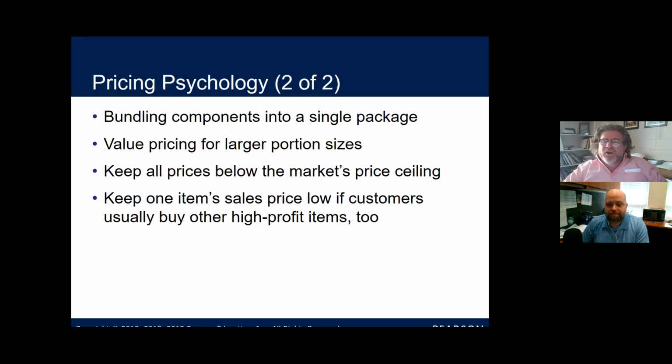Know what your market's price ceiling is. In every market, there's a limit on what you can charge for things, and you should just stay in that price range.